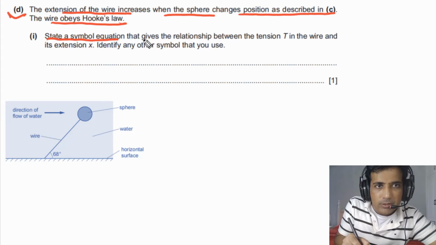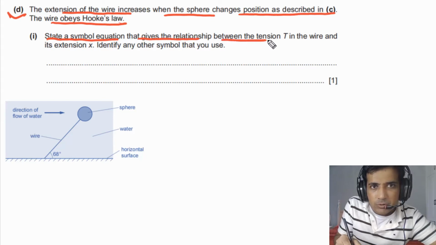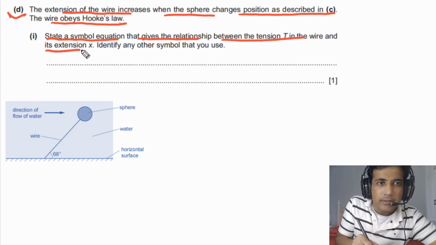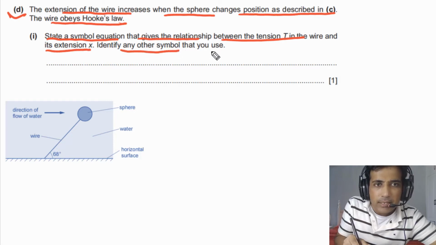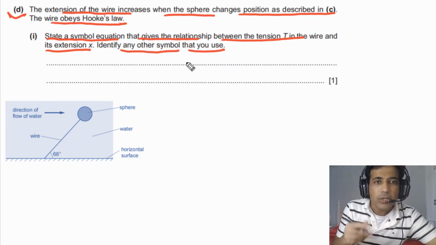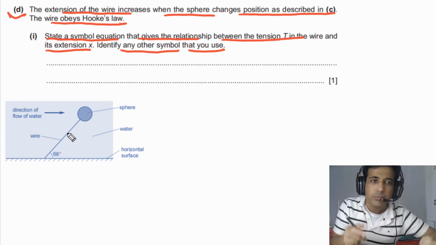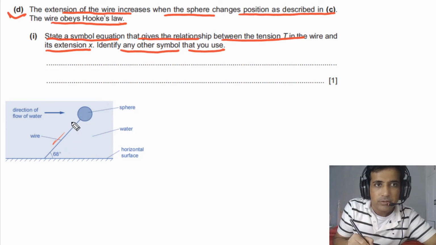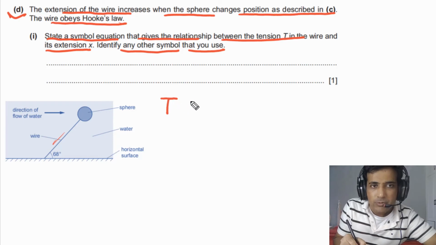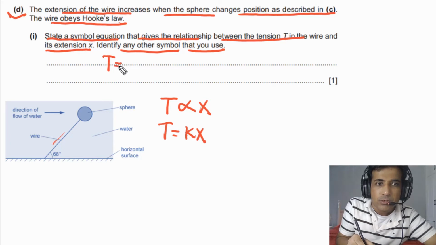State a symbol equation that gives the relationship between the tension in the wire and its extension. Identify any symbols that you choose. In this case, this is the wire. When this wire extends, it means the tension in this wire increases, and as the wire obeys Hooke's law, tension is directly proportional to x. So we can say T is equal to Kx, and the symbol we have used is K.